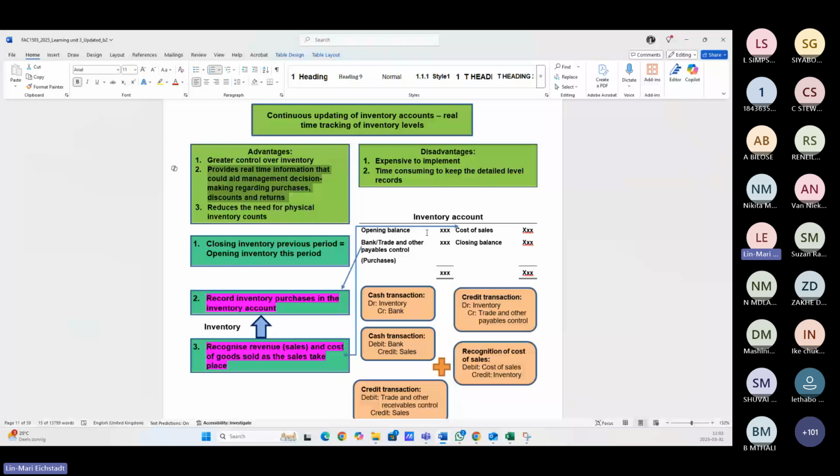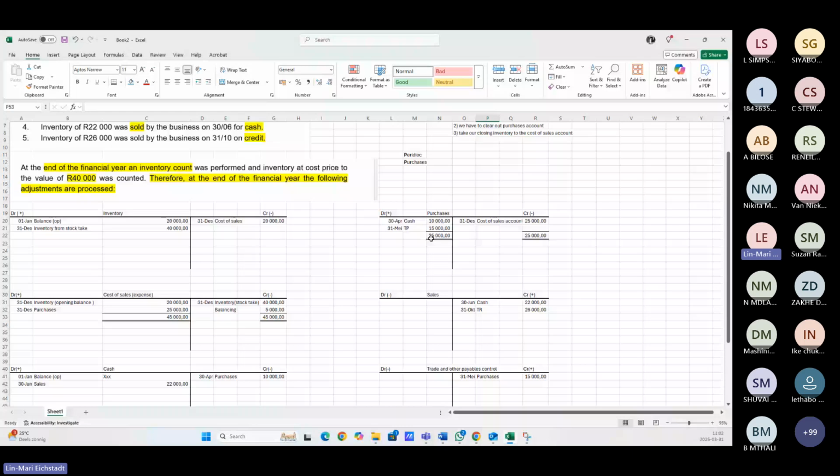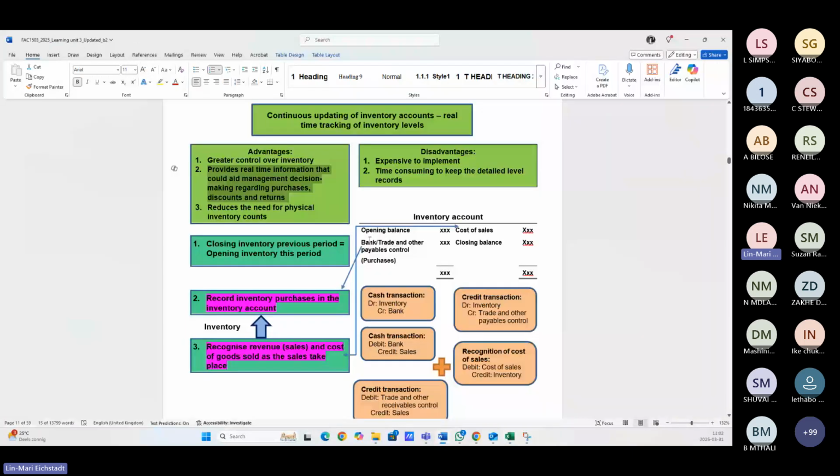Then we are recording inventory purchases in the inventory account. So that's the big difference here. Previously, we were recording the purchases of inventory in the purchases account, not in the inventory account. Whereas in this system, as and when we purchase inventory, we are adding it to the inventory account. And then we are recognizing revenue, sales and cost of sales as the sales take place. So again, we are showing the cost of sales in our inventory account as we go along, and that gives us our closing balance at year end.